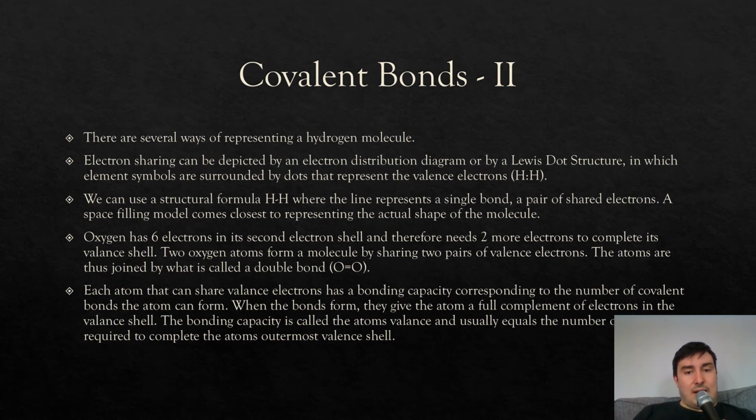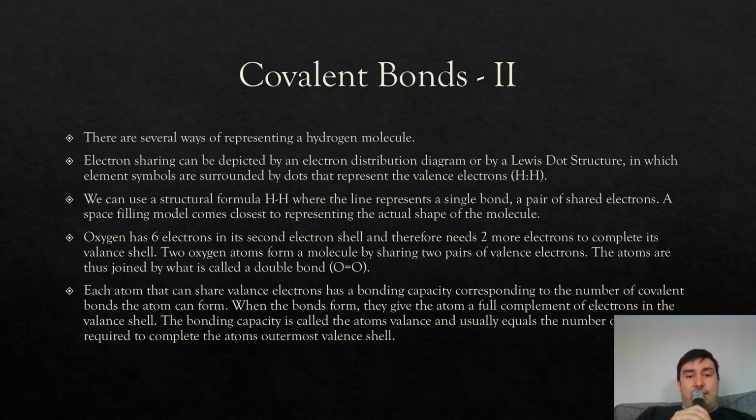There are several ways of representing a hydrogen molecule. Electron sharing can be depicted by an electron distribution diagram or by a Lewis dot structure, in which element symbols are surrounded by dots that represent the valence electrons. We could use a structural formula where the line represents a single bond, a pair of shared electrons. A space-filling model comes closest to representing the actual shape of the molecule.